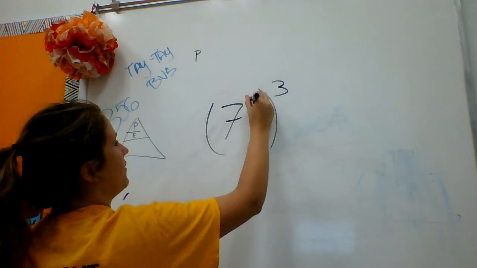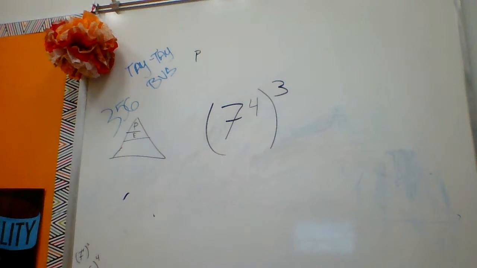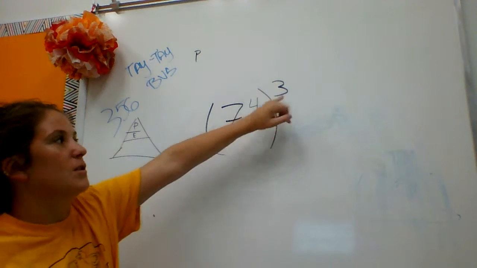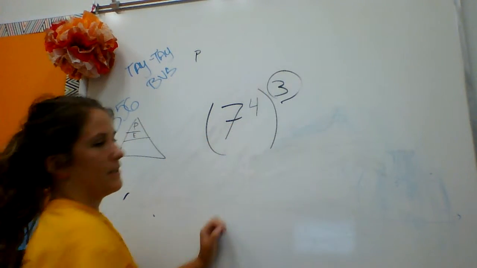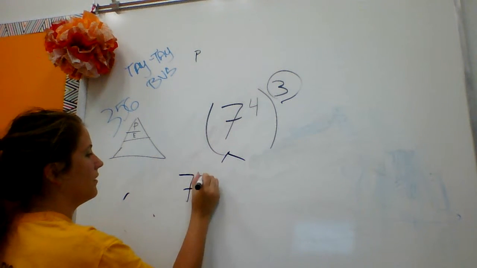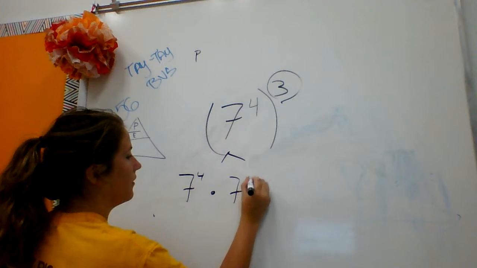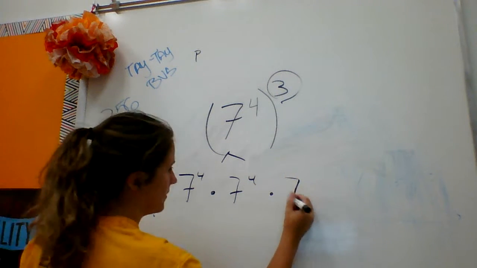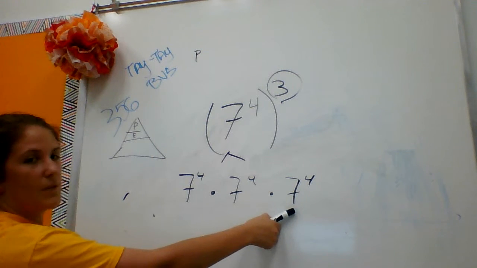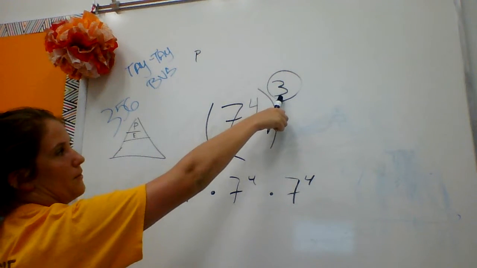So this is 7 to the 4th raised to the 3rd power. So I'm going to look at my base. My base is 7 to the 4th, and I'm going to do that 3 times. So I know that this is going to be 7 to the 4th times 7 to the 4th times 7 to the 4th. I have 1, 2, 3 7 to the 4ths because my exponent was 3.